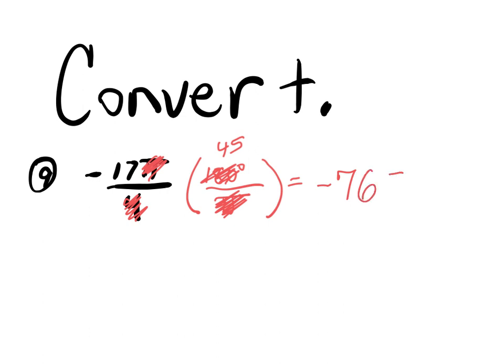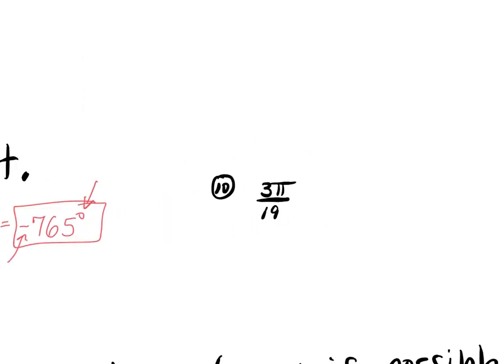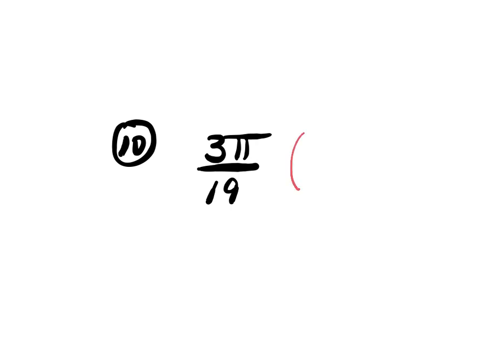Negative 765, okay? What I need you guys to see here is you have to have the negative sign, right? Negative makes a huge difference whether you tell me negative or positive. You also have to have the degree sign. So when we're converting from radians to degrees or degrees to radians, it's pi over 180, 180 over pi. Whatever we want to cancel out goes on the bottom. So in this case, I want my pi to cancel out. So 180 is going to go on top. My pi's cancel out. And then just multiply.